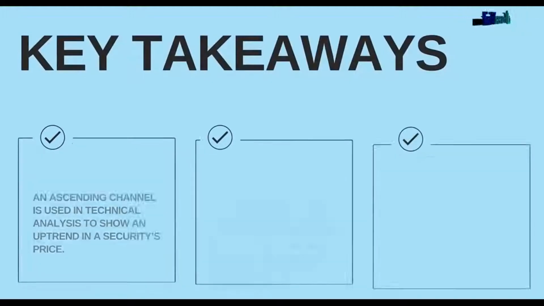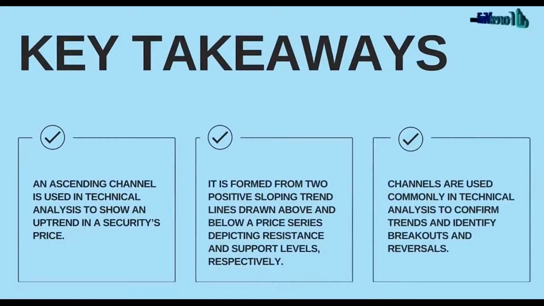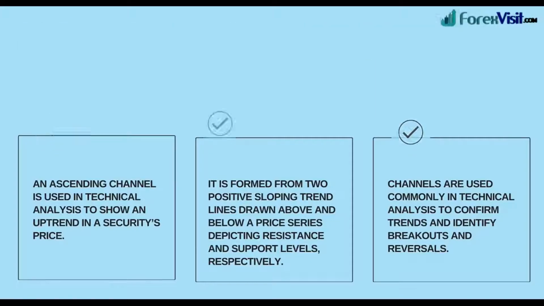Key takeaways. An ascending channel is used in technical analysis to show an uptrend in a security's price. It is formed from two positive sloping trend lines drawn above and below a price series depicting resistance and support levels, respectively. Channels are used commonly in technical analysis to confirm trends and identify breakouts and reversals.